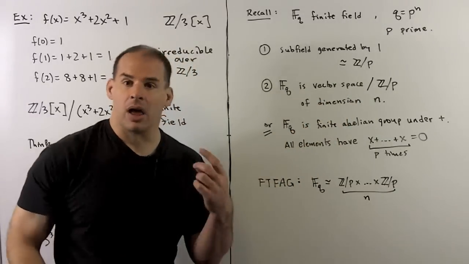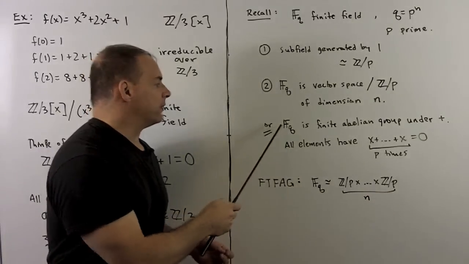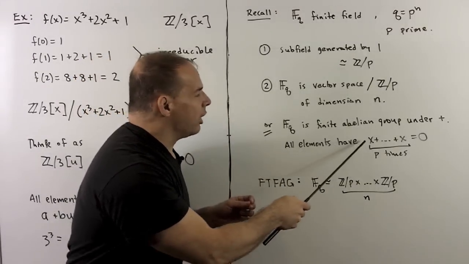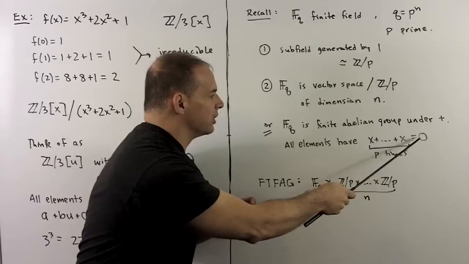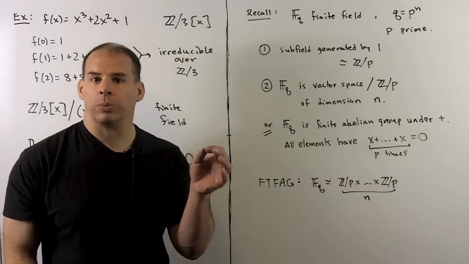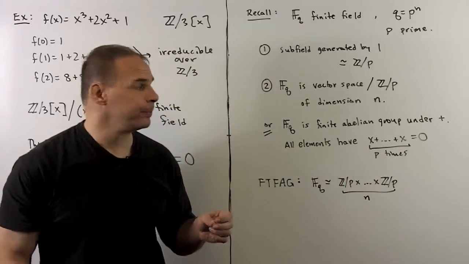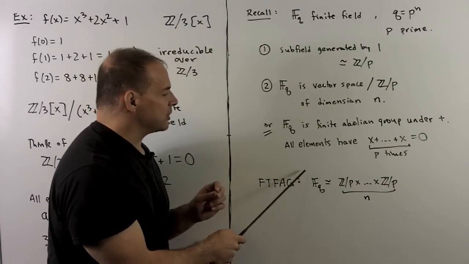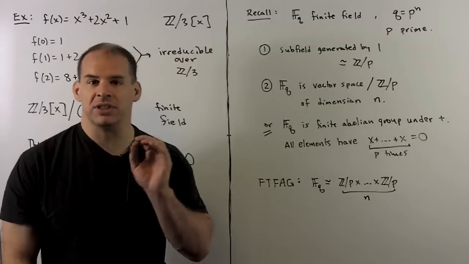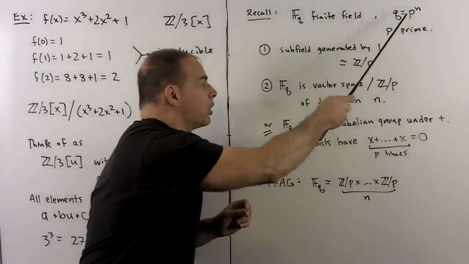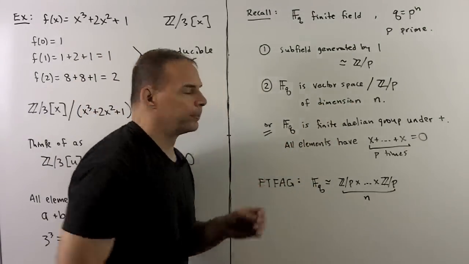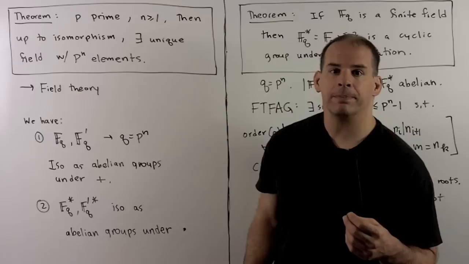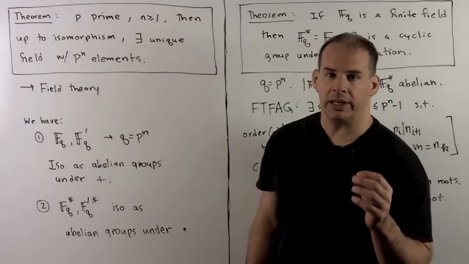Another way to see this, F_q is going to be a finite abelian group under addition. If I take any element and add it to itself p times, we get 0. So every element has order p, or 1 if you're the identity. So using the fundamental theorem of finite abelian groups, under addition, F_q is isomorphic to a product of Z mod p's. And then if I want the exponent, I just count that number. We pin down the number of elements a finite field can have. By the following theorem, that's all we need.